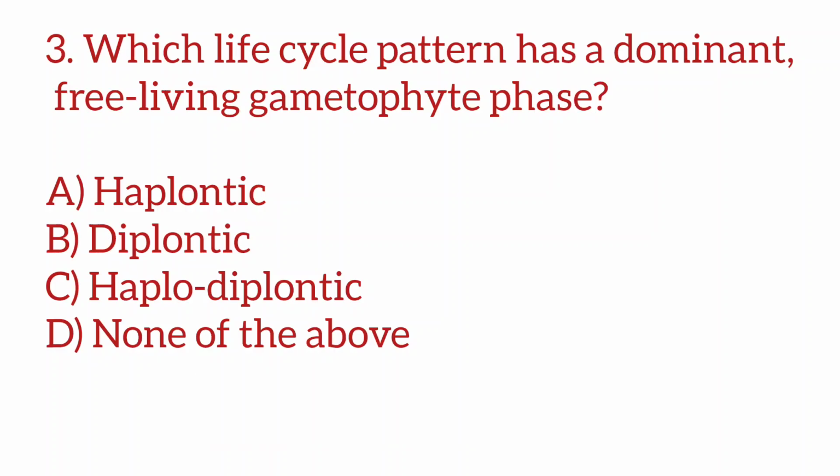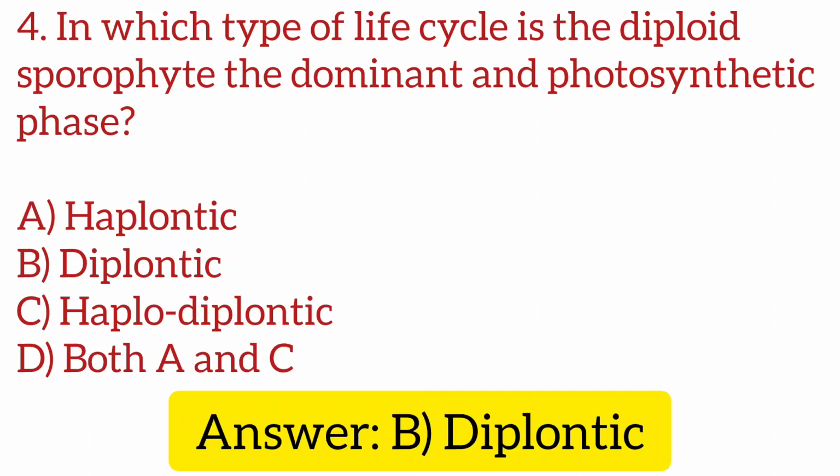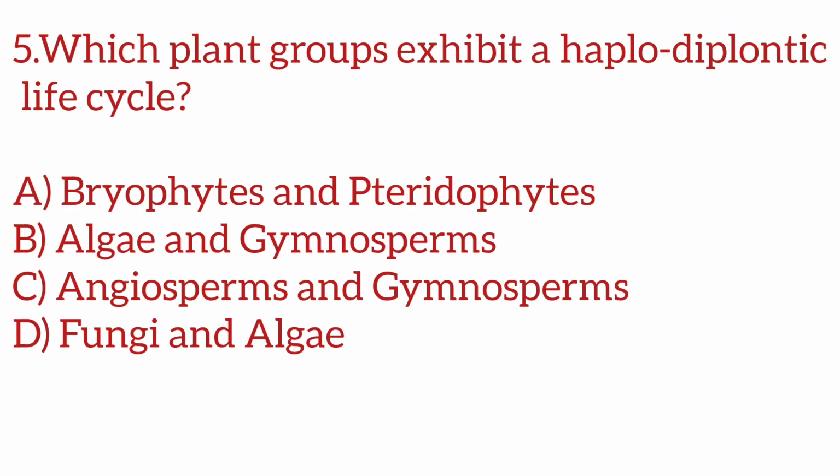Answer A. Haplontic. 4. In which type of life cycle is the diploid sporophyte the dominant and photosynthetic phase? A. Haplontic. B. Diplontic. C. Haplodiplontic. D. Both A and C. Answer B. Diplontic. 5. Which plant groups exhibit a haplodiplontic life cycle?